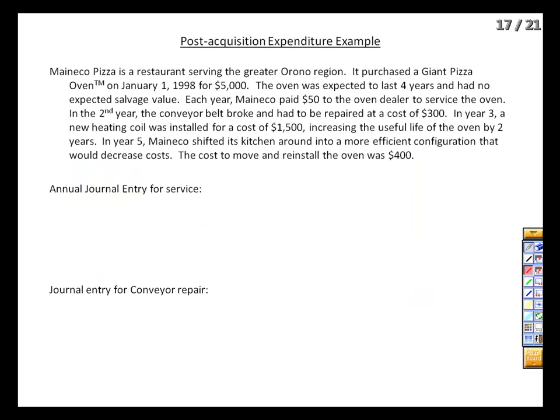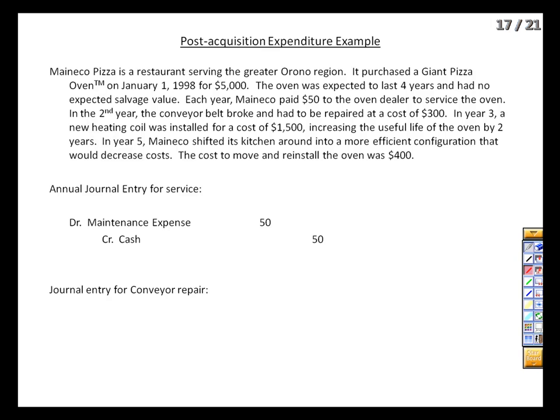Let's do an example. It's Mainco Pizza, which serves the greater Orono region, and they just bought a giant pizza oven for $5,000. The oven was going to last them 4 years, and then over that time they spent some money on it. Let's go through the life of this asset and see what we can see. First of all, of course, those $50 per year service doesn't make the asset any better. All it does is keep the asset in its current productive capacity, which means that we're going to charge this to maintenance expense. We're going to debit the expense, and we're going to credit cash.